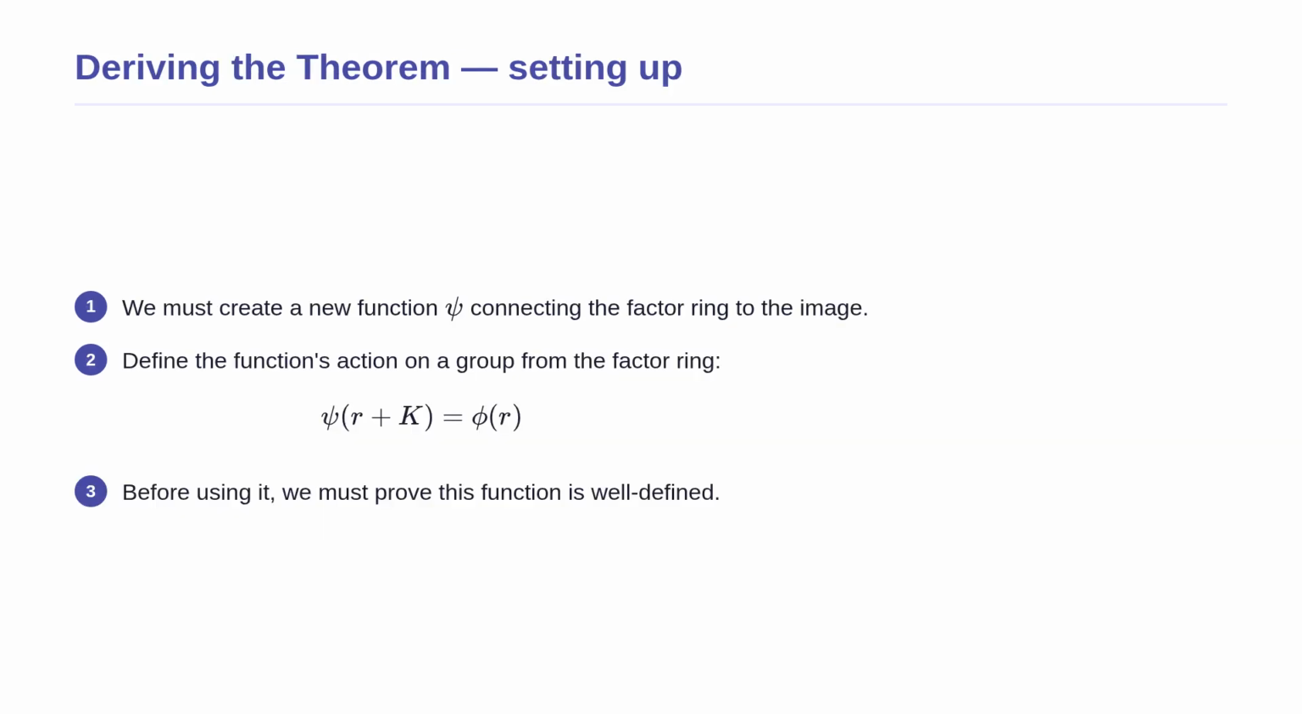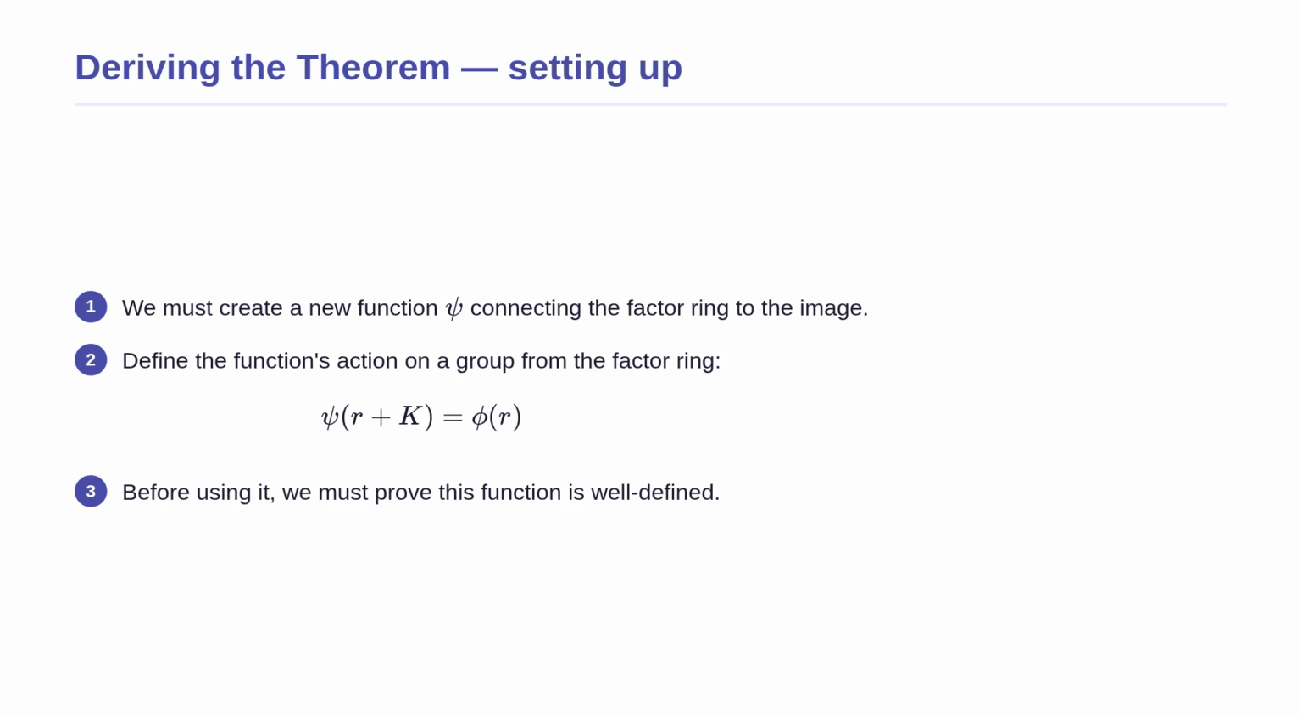So we have seen the formula in action. This brings us to the proof. To prove that two rings are isomorphic, we must create a new function between them and prove it is a perfect one-to-one matching that preserves addition and multiplication. We define a new function, psi.